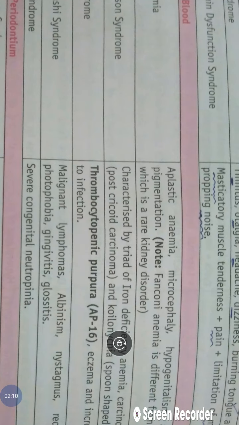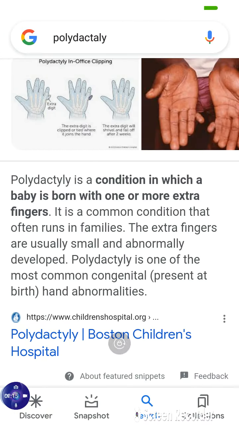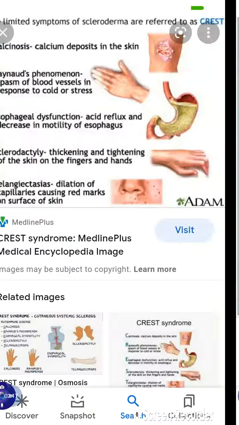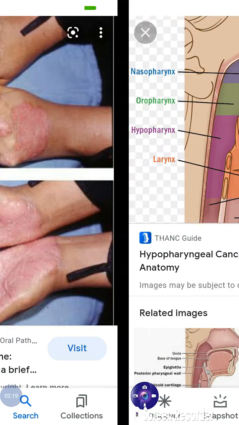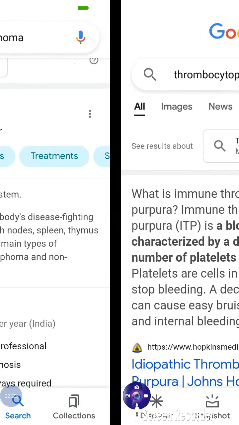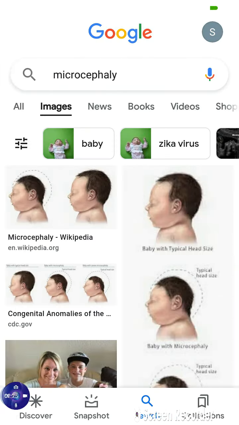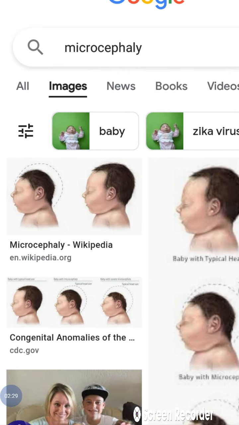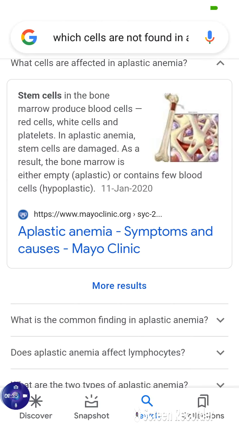Then we have microcephaly, as I've told you earlier. What is microcephaly? Microcephaly is a smaller head size. The head size of the baby is reduced. That is microcephaly, as I've told you earlier.